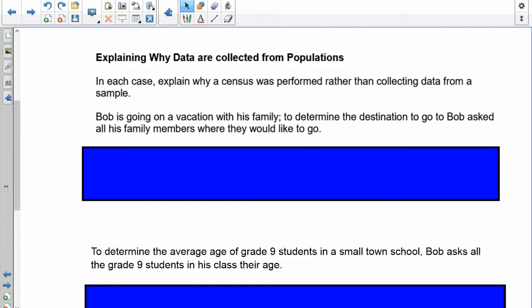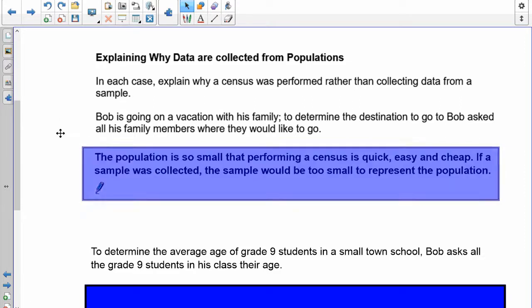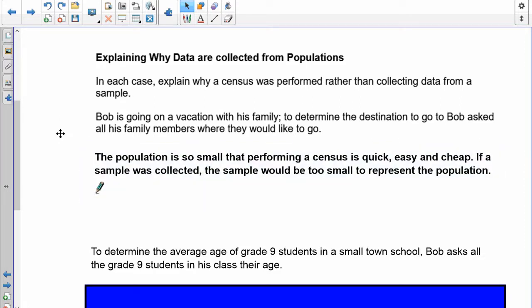Okay, well, the most obvious one here is that it's only a family. Because the population of a family is like 5, 6, 7, whatever, even if it's only 10 people, or you have a very large family, doing the census is very quick, very easy and very cheap.